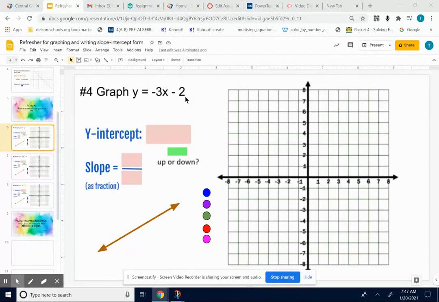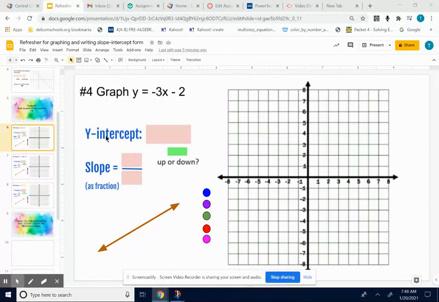Okay, so the way I'm going to have you do this is to figure out what the y-intercept is and start by putting that point on the y-axis, because that's what y-intercept means. It's where the line crosses the y-axis. Then change your slope, which is in front of your x, to a fraction, if it isn't already, and use that slope to travel to more points. Okay, so let's just go through problem 4.